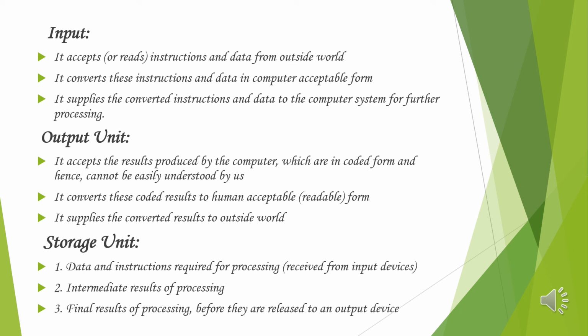The output unit accepts the results produced by the computer, which are in code form, and converts them into a form easily understood by us. A computer uses several codes in the backend to utilize whatever inputs you provide, but it is not going to provide the output in that same language, which you would not understand. So it converts those codes into a result which is human acceptable, a readable form. It supplies the converted results to the outside world in human language instead of computerized language.